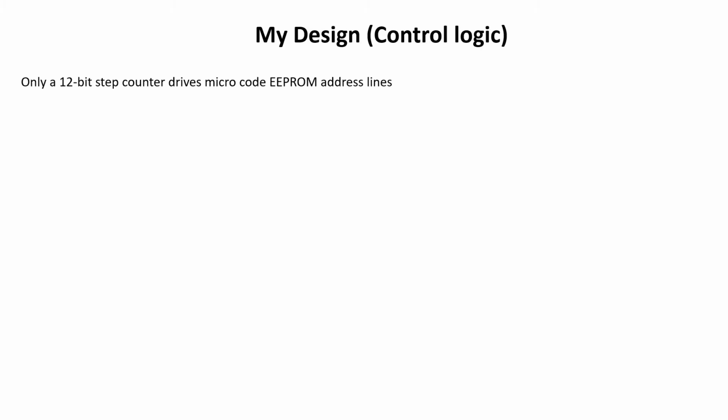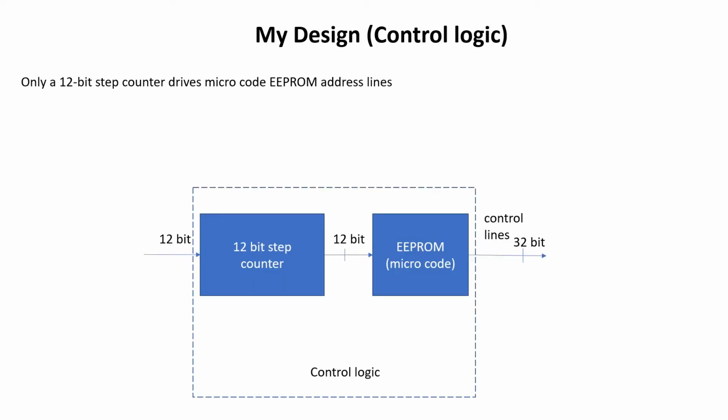So I changed that design a bit. In my design, the control logic only has a 12-bit step counter that drives all the address lines of the EEPROM. So this is more simple on the first look. It's getting more complicated later, but on the first look, it's easier to have just one step counter, and that step counter is able to address the whole microcode EEPROM. And in my case, I have 32 bits of output, so there are 32 control lines.